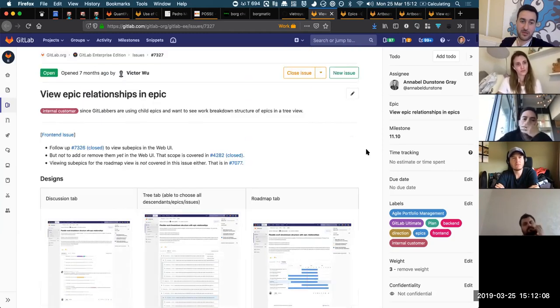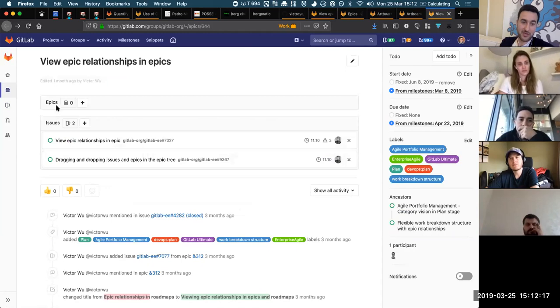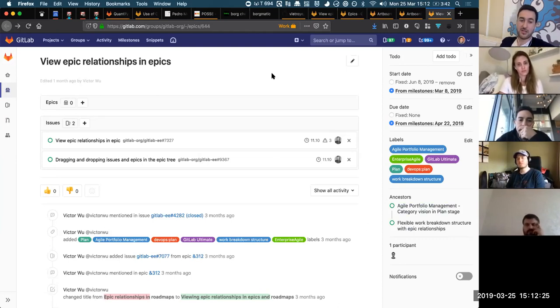And the next step in this situation is to view the epics inside of an epic. Right now we have this area, but it's just the children, the direct children. You don't see anything other than that. And then you have the ancestors here in the sidebar. So the tree view makes sense to have there in the epic. I just want us to also think in a holistic view of what's coming next. Yeah.